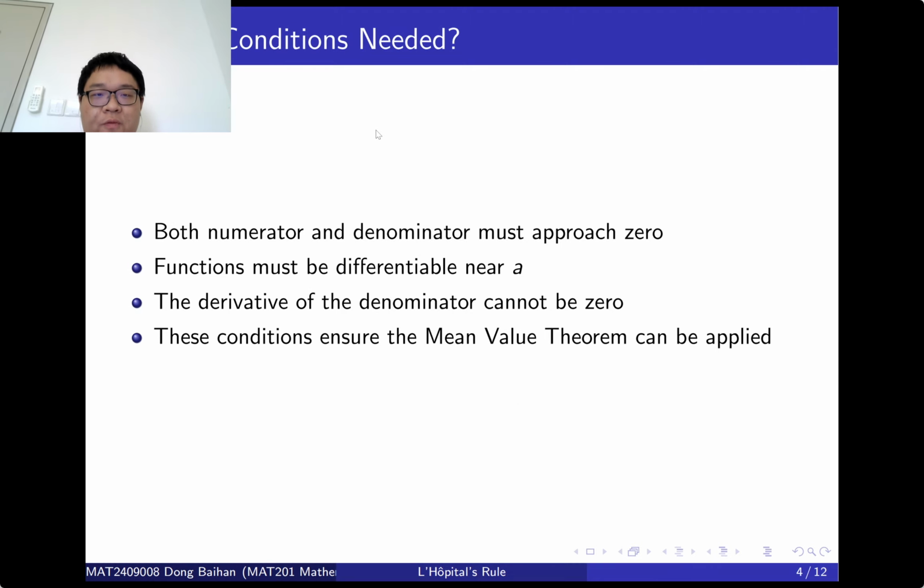So in the proof, we need three conditions. Both numerator and denominator must equal 0. Functions must be differentiable near a. The derivative of the denominator cannot be 0. These three conditions ensure that the mean value theorem can be applied. We need to use the Cauchy mean value theorem to prove L'Hopital's rule.